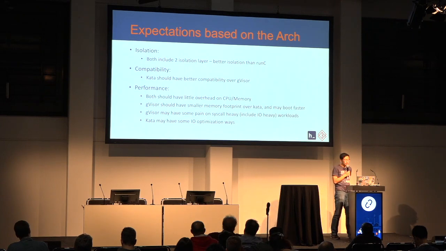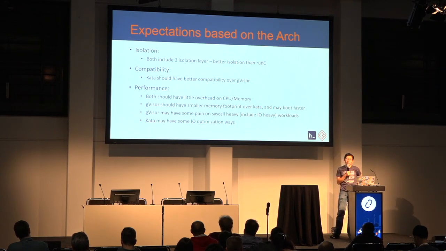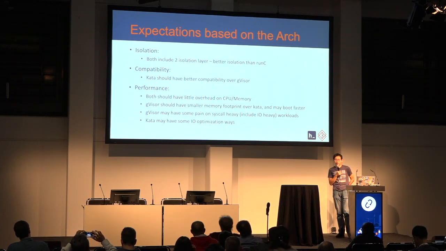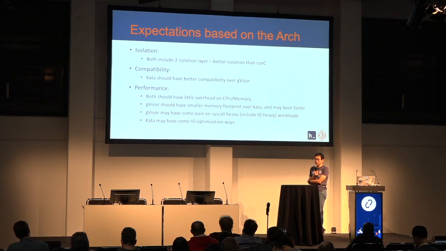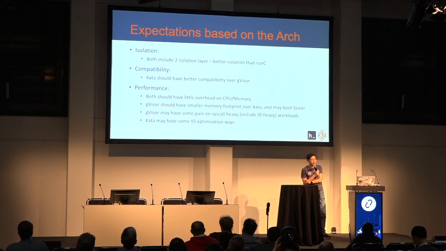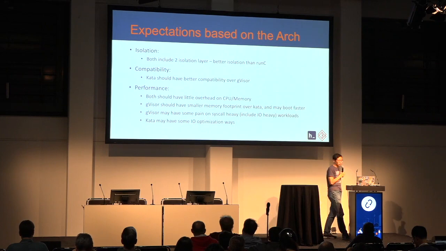But for the compatibility, Kata runs a general Linux kernel, so compatibility won't be a problem. But gVisor is a new implementation, and the authors of gVisor may try to implement the syscalls as what they think is correct. Maybe that will break some compatibilities. So we will prove that.